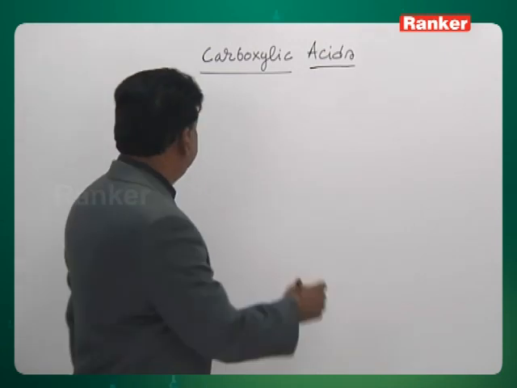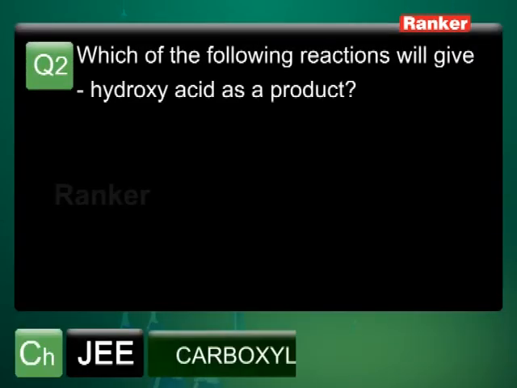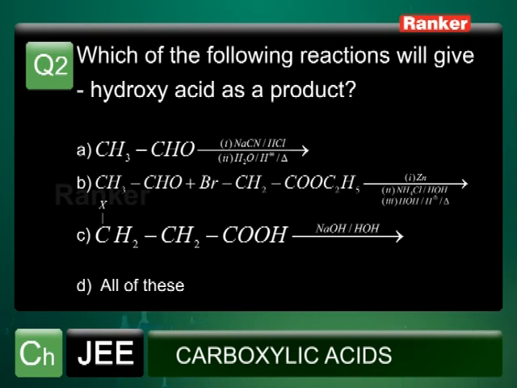Now let us see question number 2. Which of the following reactions will give an alpha hydroxy acid as a product? The first answer is acetaldehyde with sodium cyanide. A cyanide group is added on the carbonyl group, followed by hydrolysis, that gives an alpha hydroxy acid. The second one, B, is acetaldehyde with an alpha bromo ester. This is known as the Reformatsky reaction, in which alpha beta unsaturated acids will be the answer. That is the wrong answer. Answer C is a beta hydroxy compound, and with hydrolysis you will get a beta hydroxy acid. So all of these are wrong answers.